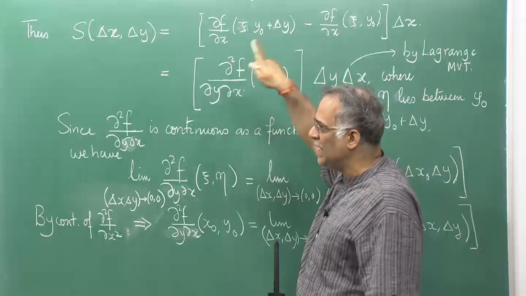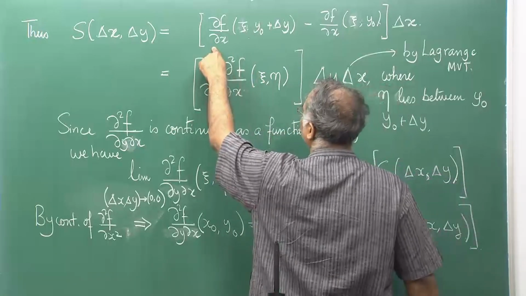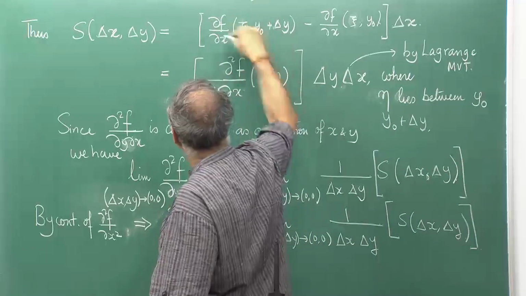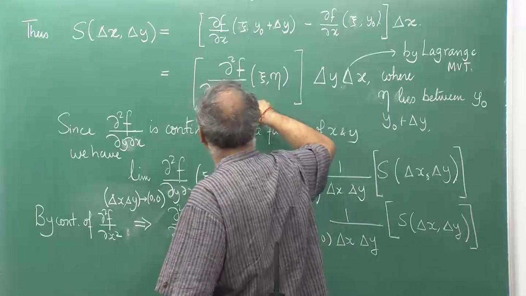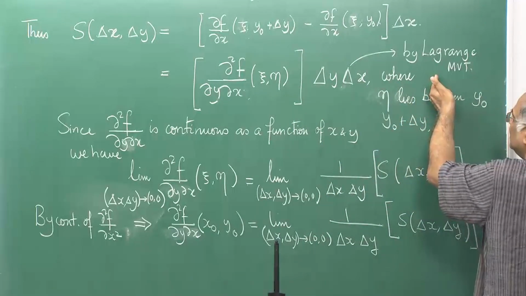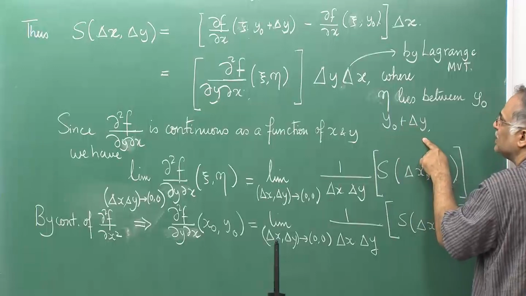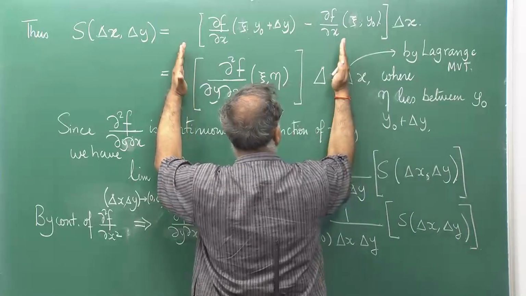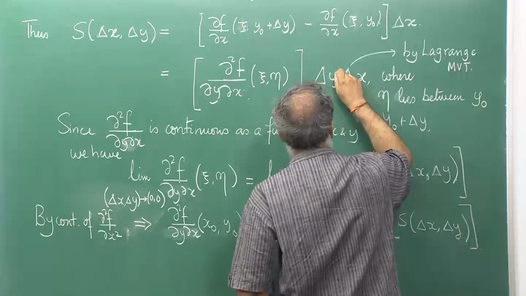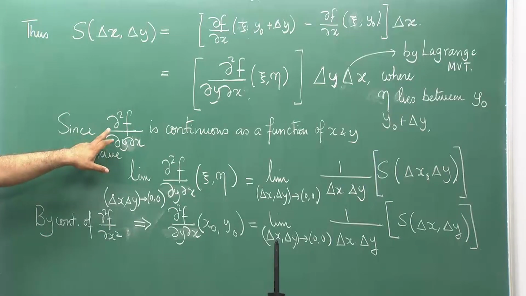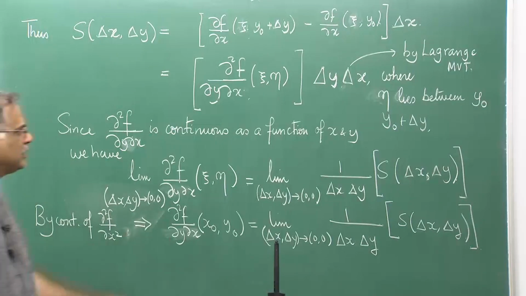Then I can apply on this the mean value theorem again. So, my derivative of this would be in terms of y: del y of del f del x, so del 2 f del y del x evaluated at some point eta, which lies between y naught and y naught plus delta y, into delta y. Here I have applied the Lagrange mean value theorem, and into delta x, which was already there. Delta y. del 2 f del y del x is continuous as a function of x y.